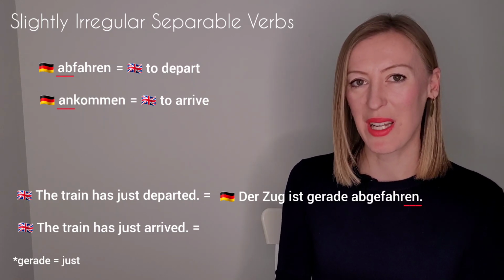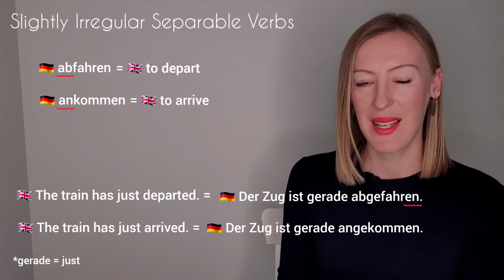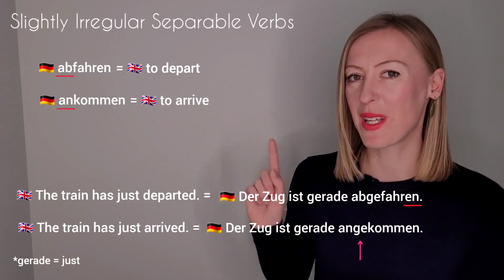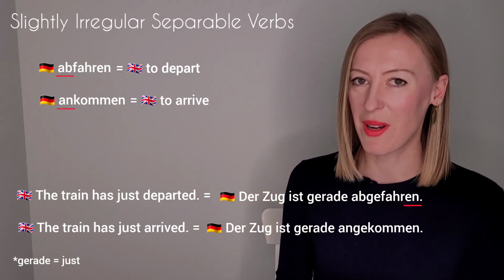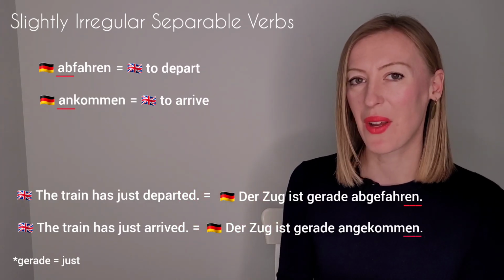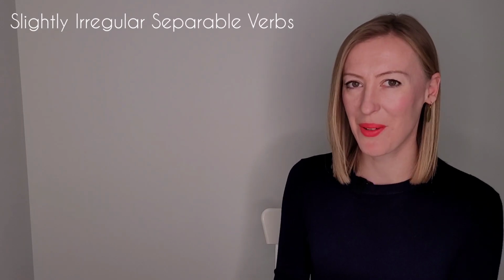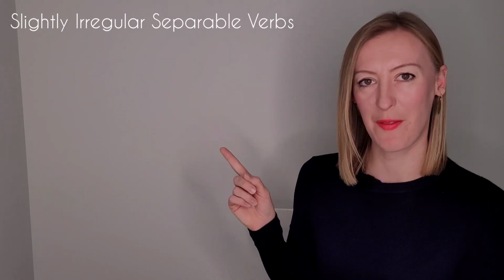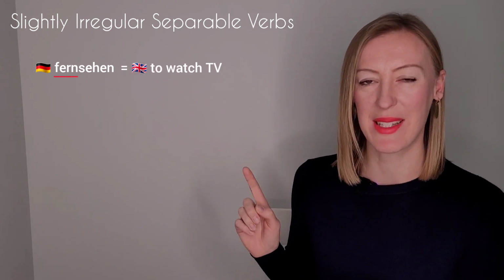And the train just arrived. Der Zug ist gerade angekommen. Same thing, ge between the prefix and the main verb, an and kommen is slightly irregular, ending in en, so angekommen. Sehr gut. Another example in this category is fernsehen, to watch TV, a very common verb, fernsehen.